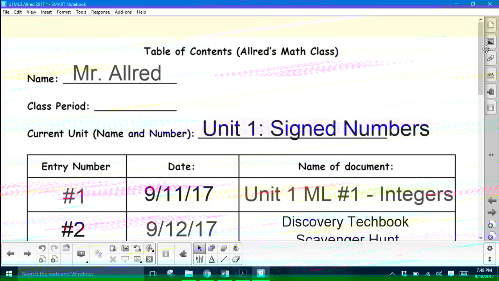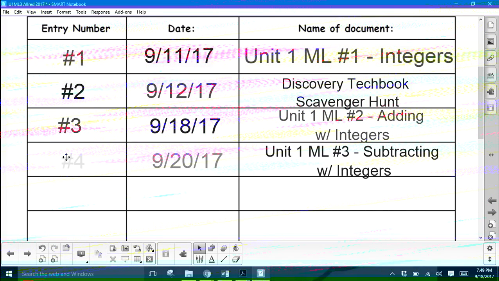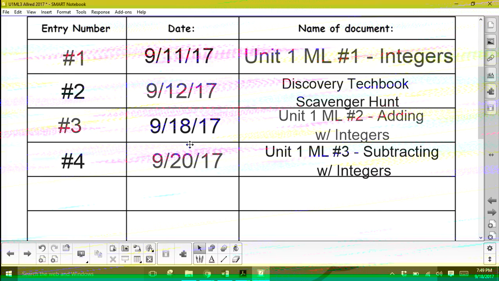I wanted to remind you this is your 4th entry in the table of contents. Here's a quick reminder of what you should have right now. This is tomorrow's date because you should be watching this tonight for homework. But tomorrow is the day we're going to work it out in class, so I put that date up there. Are there any questions about the table of contents? You can ask me if you have any questions about it.